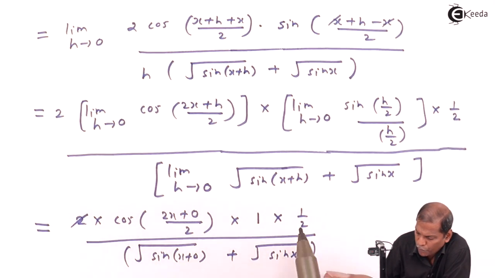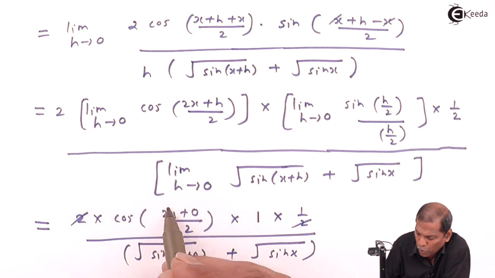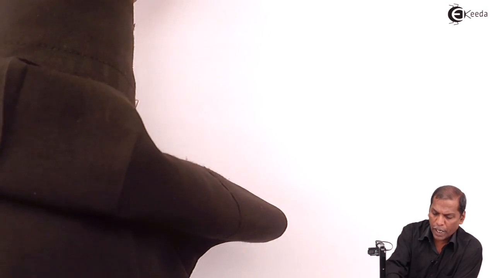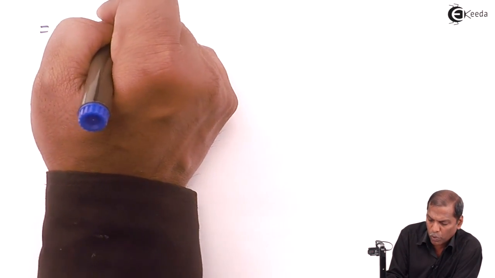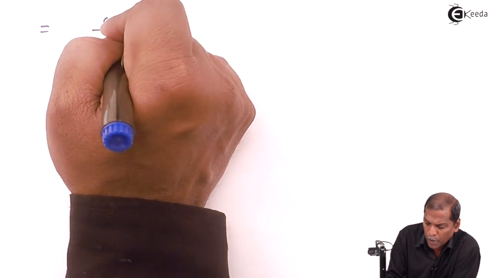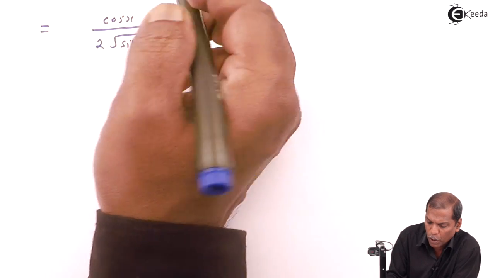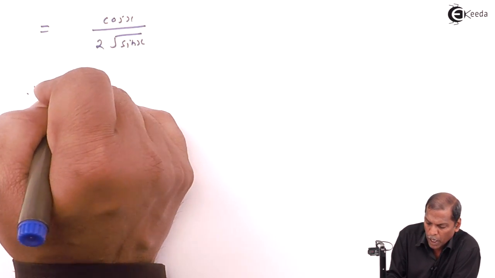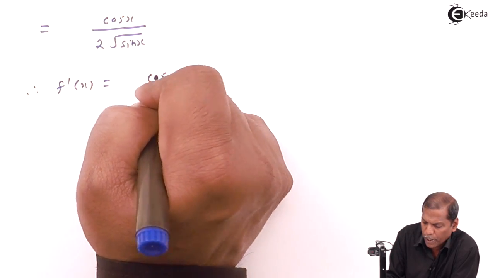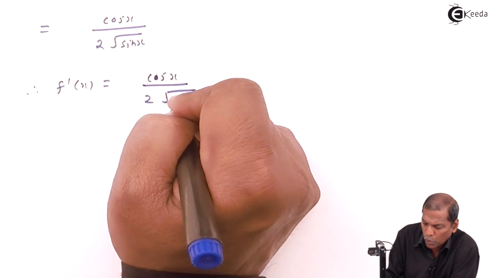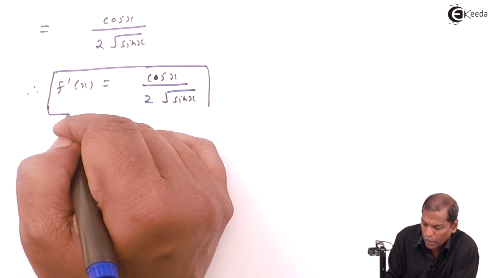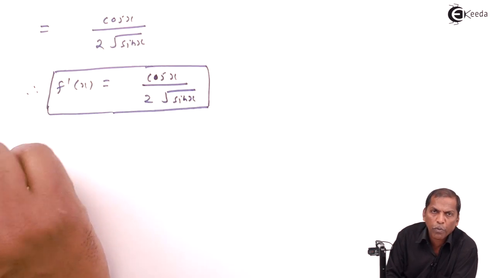Now here we cancel 2 from numerator and denominator, and 2 inside the cosine bracket. So finally we are left with cos x upon root sin x plus root sin x, that gives us 2 times root sin x, and therefore f'(x) is equal to cos x upon 2 square root of sin x. So this is the required solution for the given problem. Thank you.